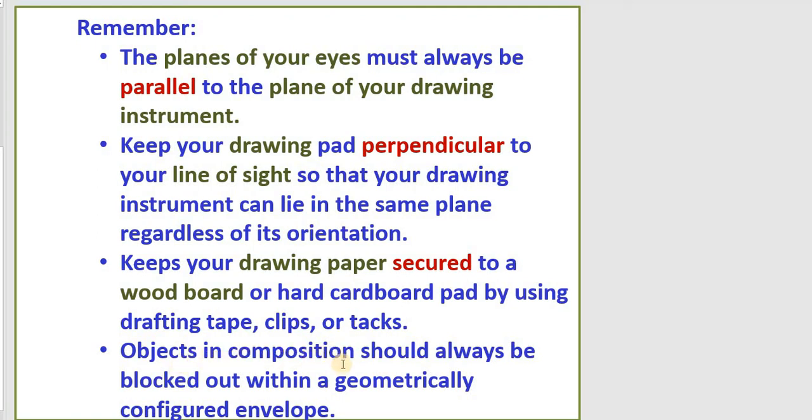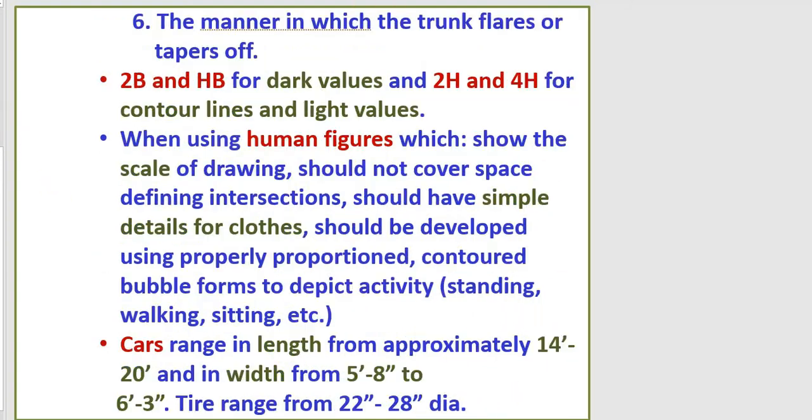Objects and composition should always be blocked out within a geometrically configured envelope. That means you need to create something in a box first, before you draw. The manner in which trunk flare or tapers, something you need to focus on. Now, 2B and HB for dark value. This is a reminder when you use pencils: 2B or HB for the dark values, and 2H for the contour lines, the light values.